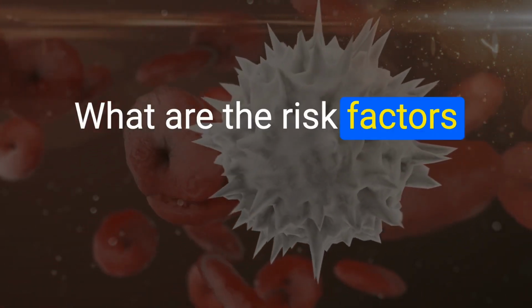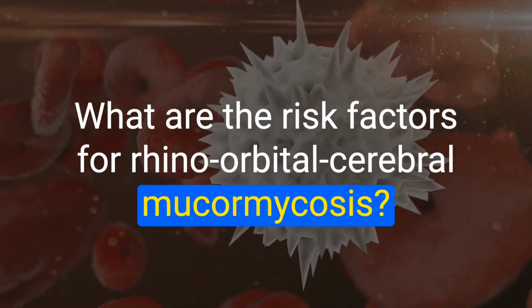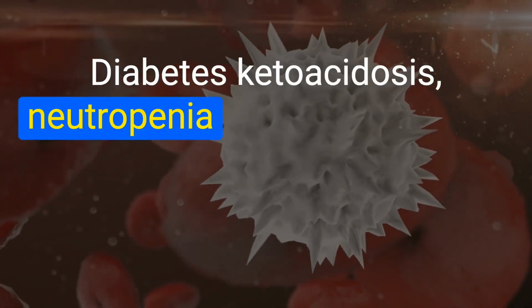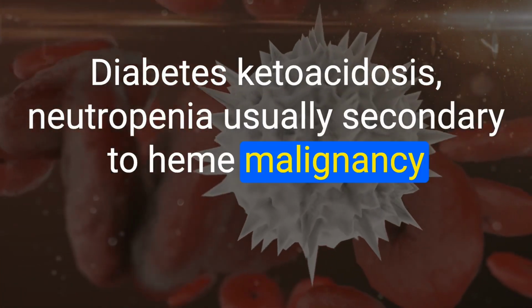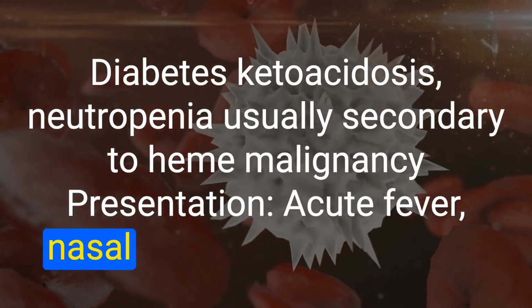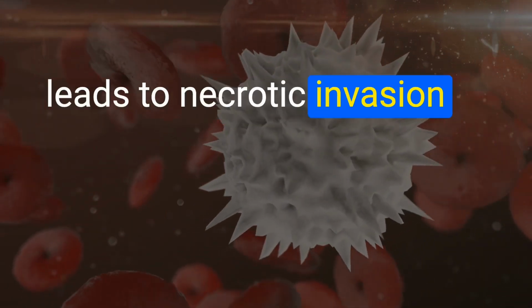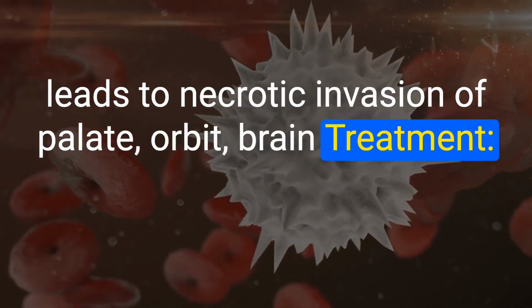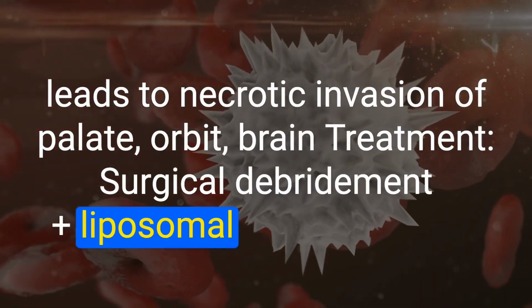107. What are the risk factors for rhino-orbital cerebral mucormycosis? Diabetes, ketoacidosis, neutropenia usually secondary to heme malignancy. Presentation: acute fever, nasal congestion, discharge leads to necrotic invasion of palate, orbit, brain. Treatment: surgical debridement plus liposomal amphotericin B.